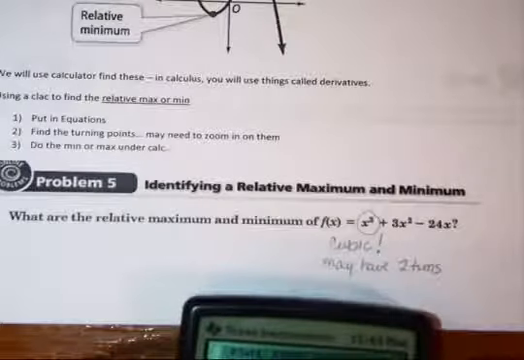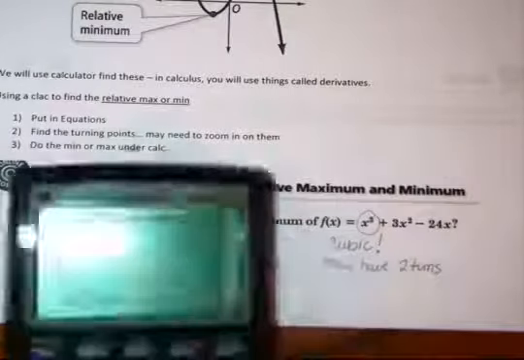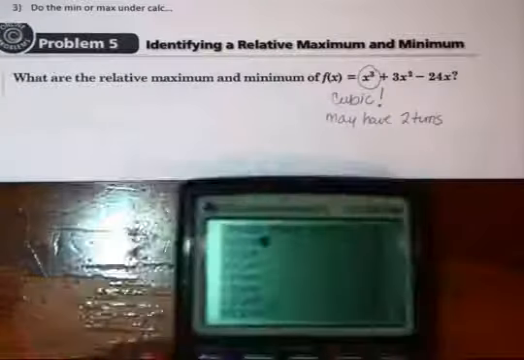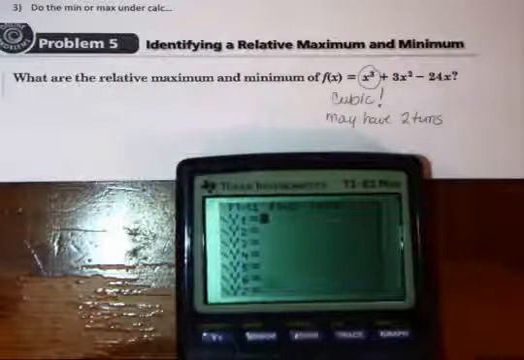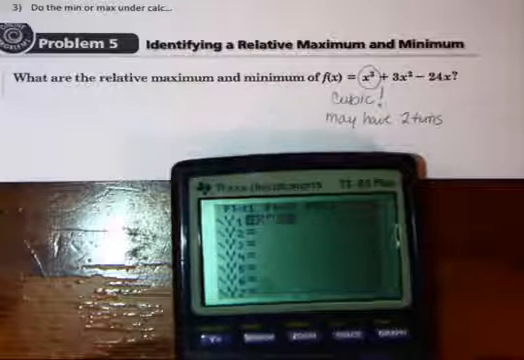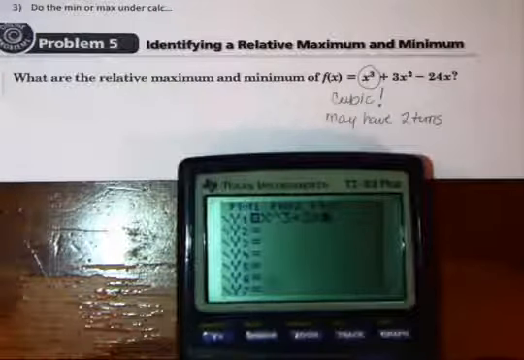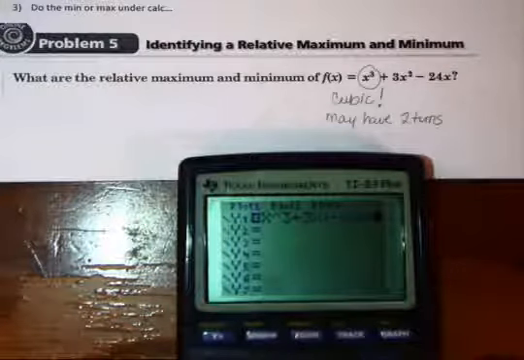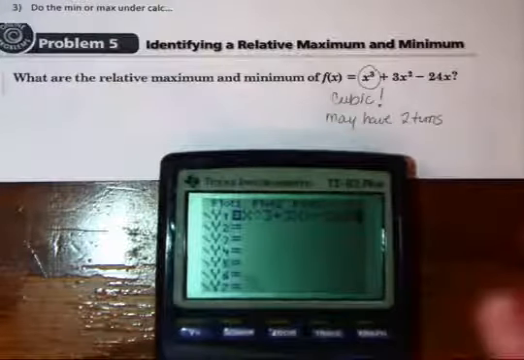Your calculators are going to be your best friends in Chapter 5, guys. Alright, so I'll move that up there. Let's get it a good spot so you don't have a glare. That looks pretty good. So x cubed plus 3x squared minus 24x. Alright, let's graph this thing and see what we're dealing with.